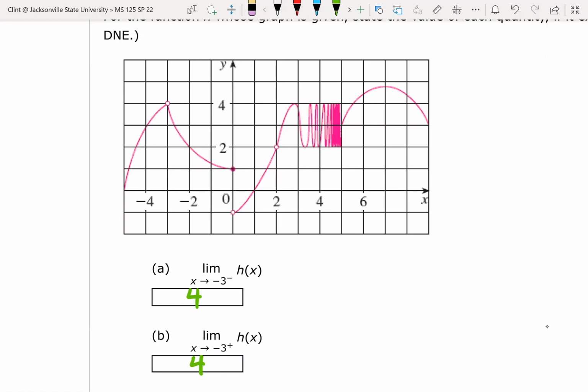And then what's those next? It says h of 2. So what's the actual functional value at 2? Yeah, the DNE. And then we want the two-sided, or we know from each side at 5. So we want the limit as x approaches 5. First one is 5 from the right.